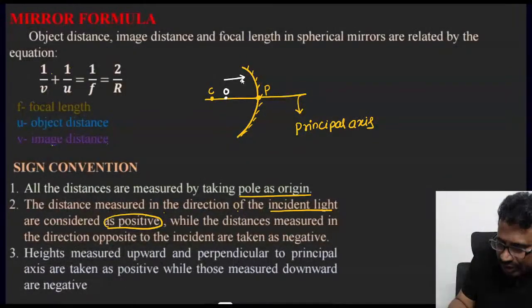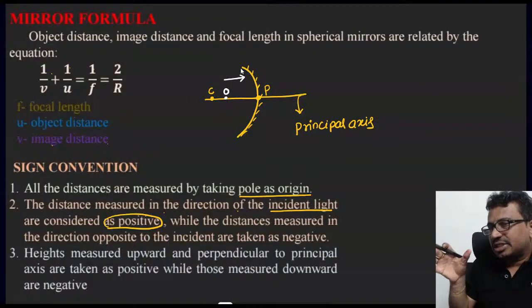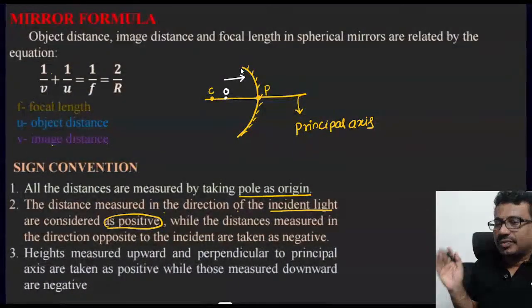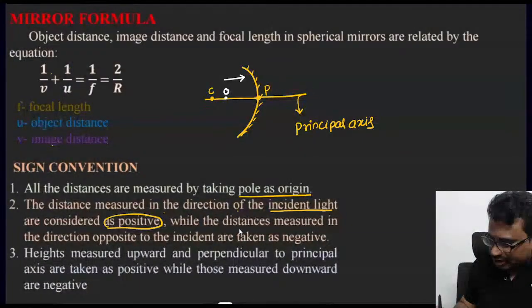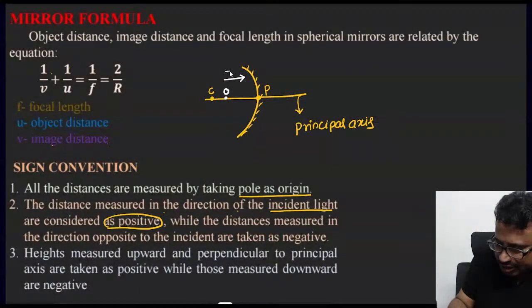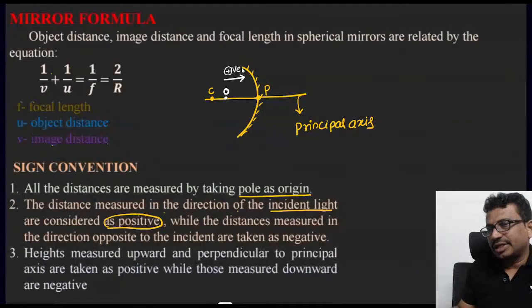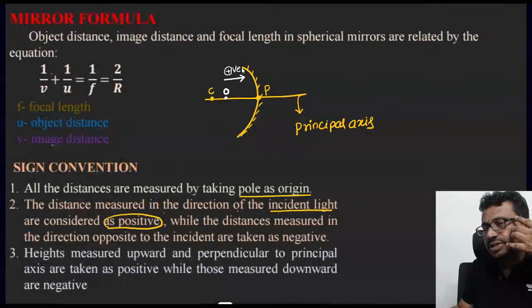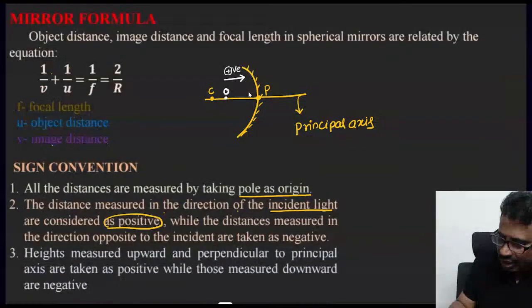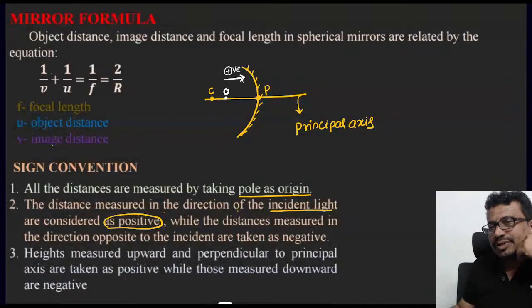So this arrow indicates the incident ray. Along the incident ray, the distances are taken as positive. So in this direction, the distances are taken as positive, and opposite to the incident ray they are taken as negative. Now you see, here is an object. Along the incident ray, that is why we have taken it as positive.